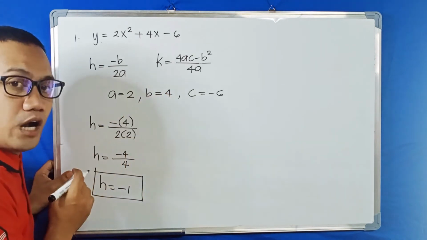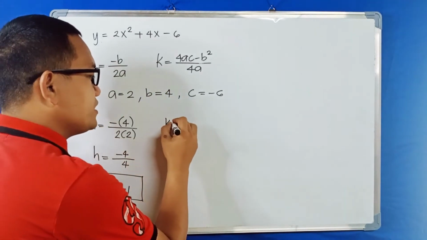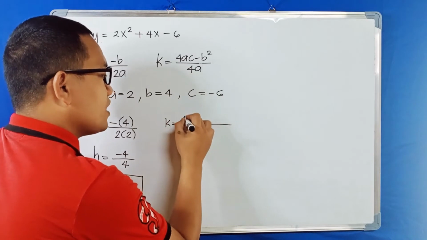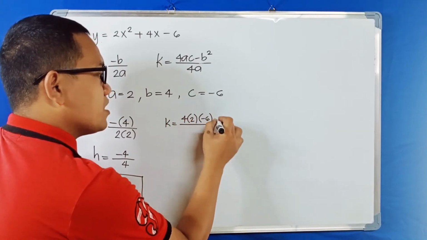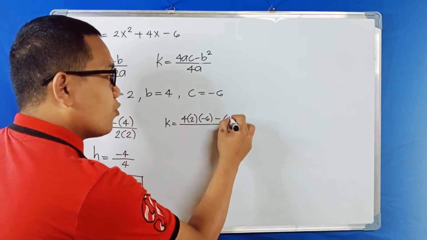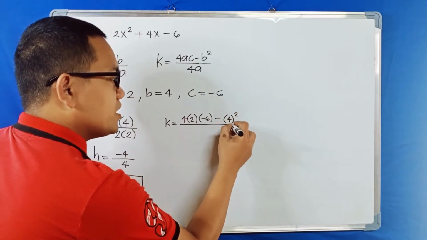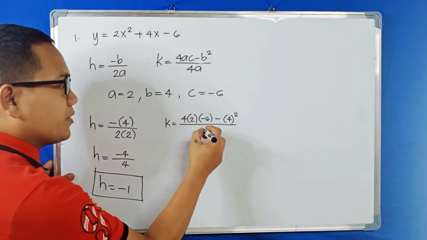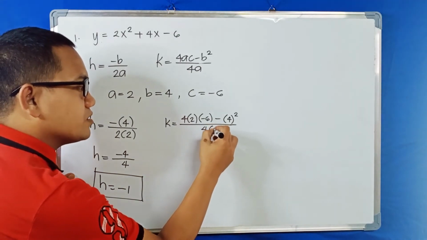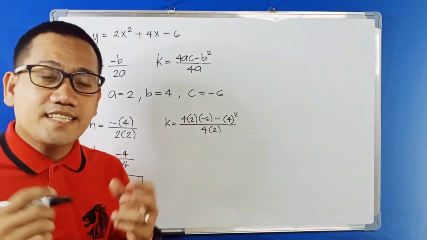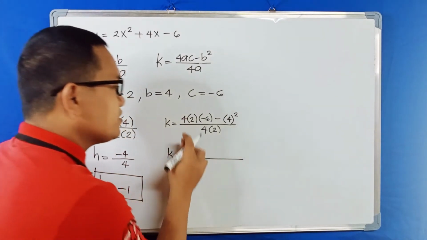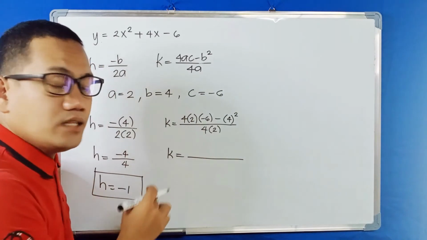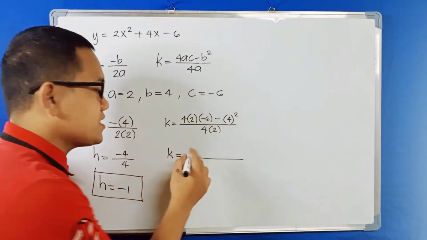On the other hand, for our k, k here is equal to 4, a is 2, c is negative 6, minus our b, which is 4. Please don't forget the exponent 2. And our denominator, which is 4 times 2. Then let us try to simplify. K is equal to, get the product first of 4 times 2, that is 8. 8 times negative 6 is negative 48.